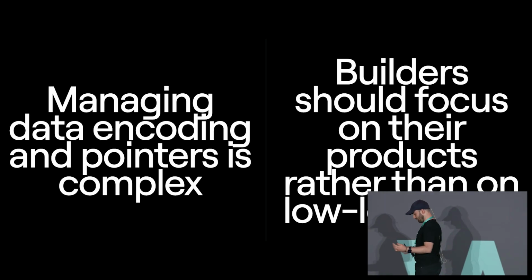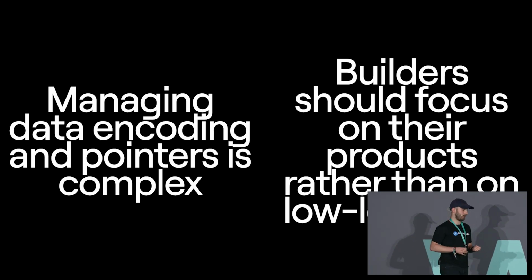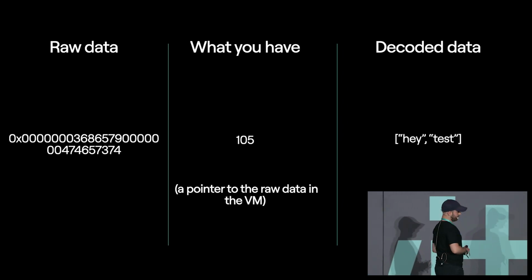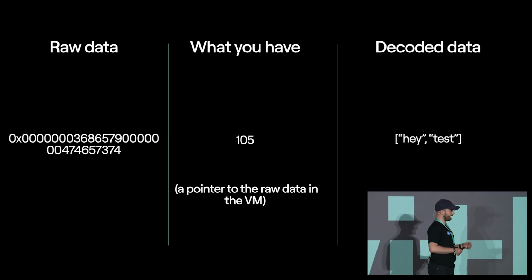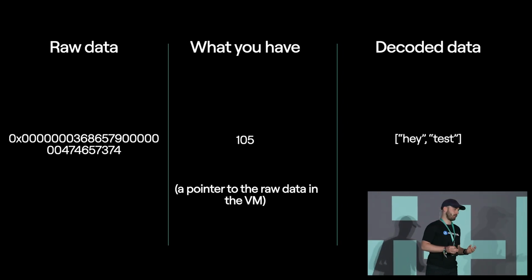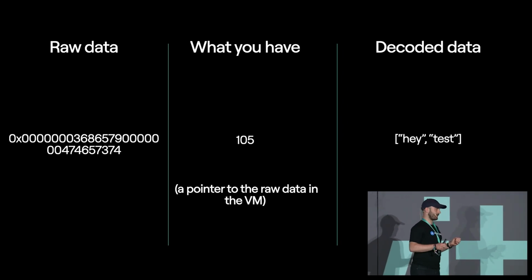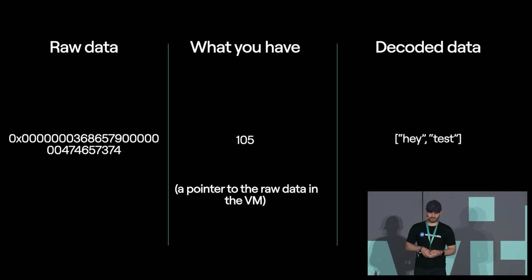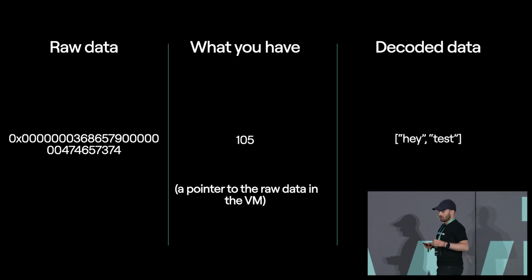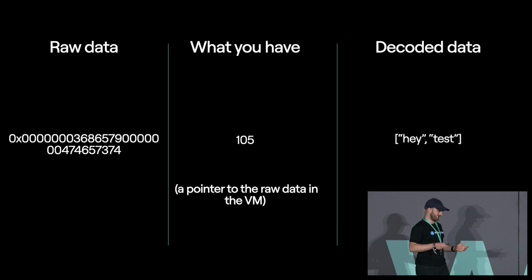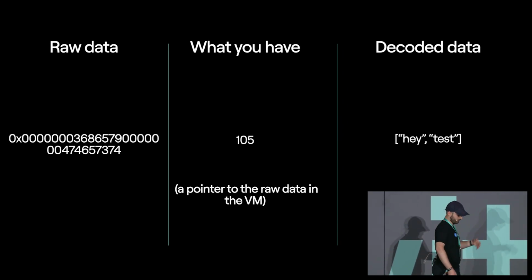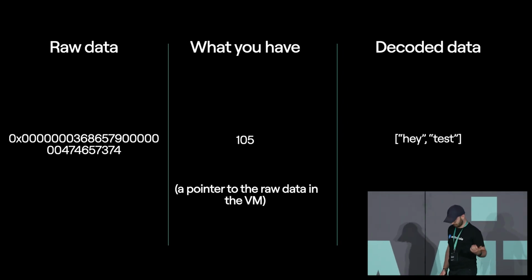Consider this example. You have an array with two strings, A and test. In the virtual machine, it is serialized as a buffer. The serialization is a process that globally concatenates the two nested forms of the strings. And you, as a smart contract developer, you only have a pointer. In this case, it's 105. It could be anything else. It's a number.